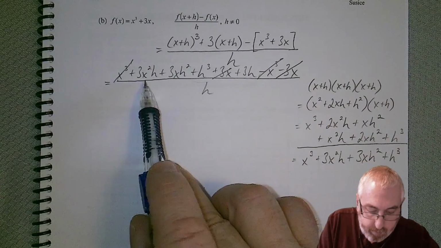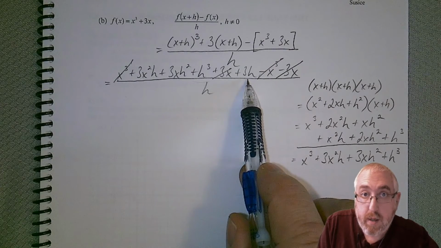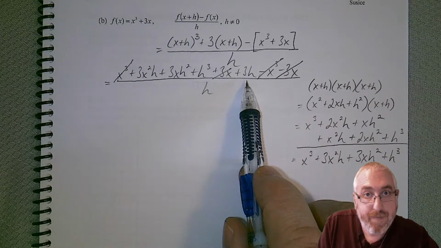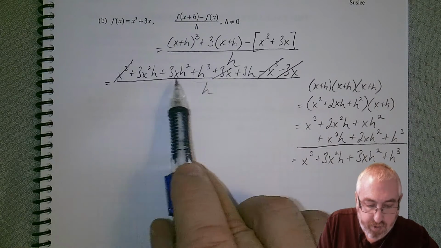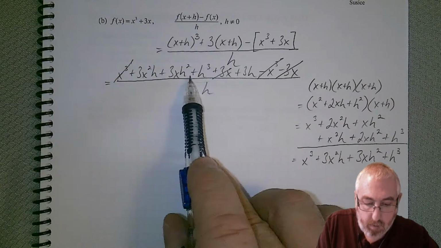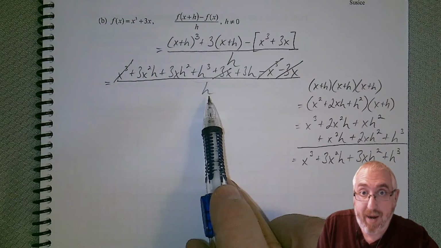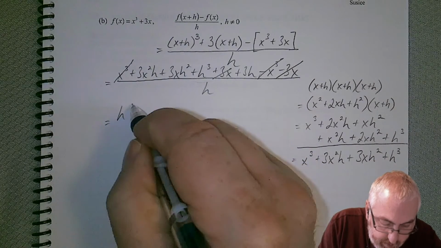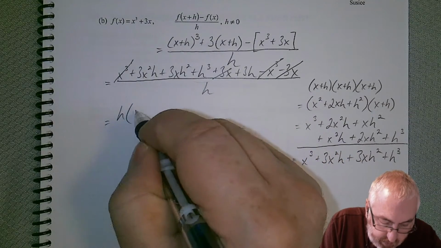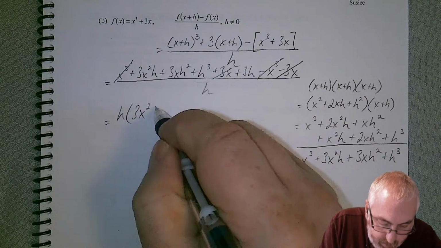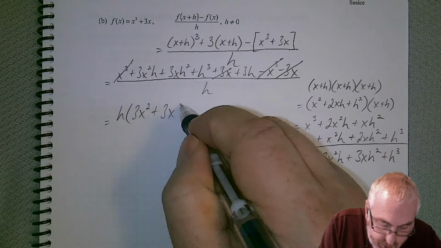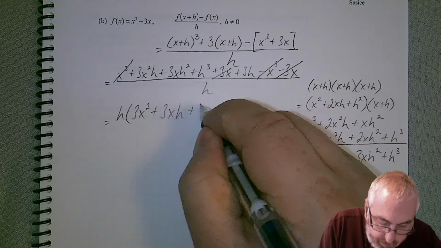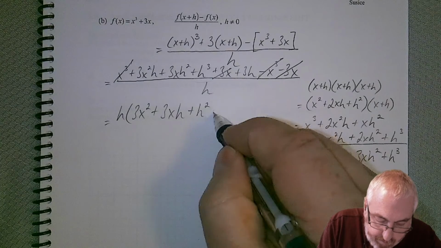So that leaves you with 1, 2, 3, 4 terms in the top. But what do you notice about all 4 terms? They all have an h, every one of them. So that's a good thing because we have an h in the bottom that we'd like to cancel out. So you've got to factor that h out of every one of those. So that's going to leave you with 3x squared plus 3xh, because one of them gets pulled off. There's 3 of them here, so we're going to be left with 2 of them. And then we've got this 3 at the end.